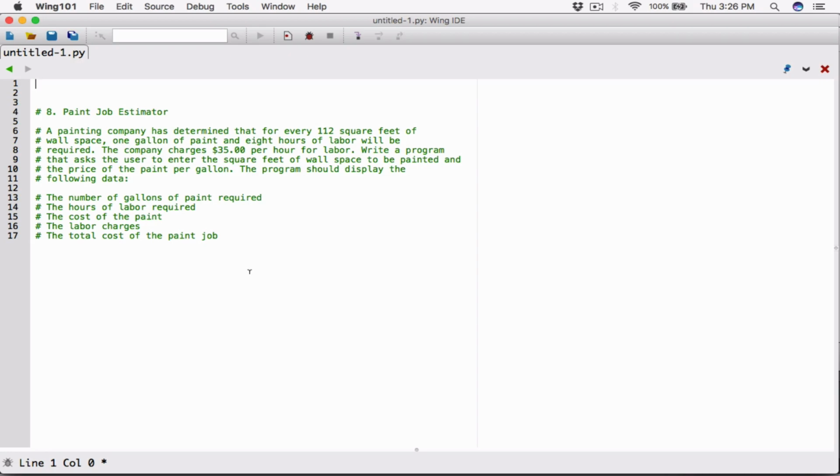So a painting company has determined that for every 112 square feet of wall space, 1 gallon of paint and 8 hours of labor will be required. The company charges $35 per hour for labor. Write a program that asks the user to enter the square feet of wall space to be painted and the price of the paint per gallon. The program should display the following data: the number of gallons of paint required, the hours of labor required, cost of the paint, labor charges, and then the total cost of the paint job.